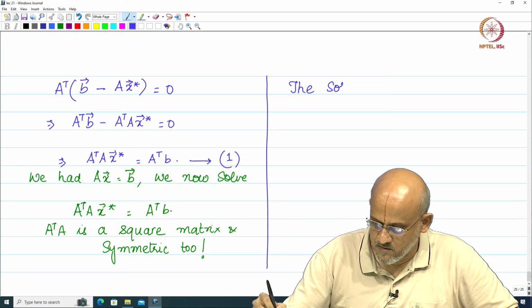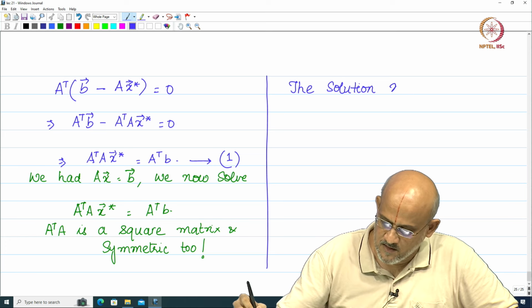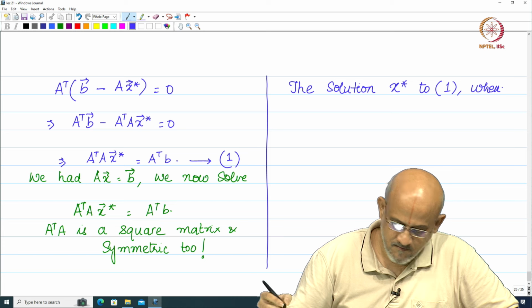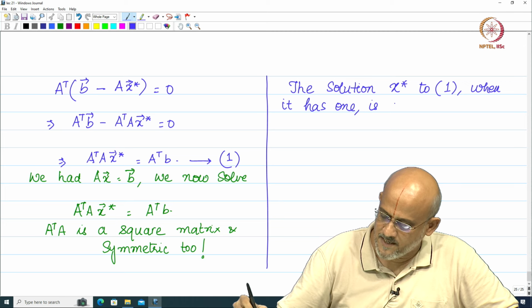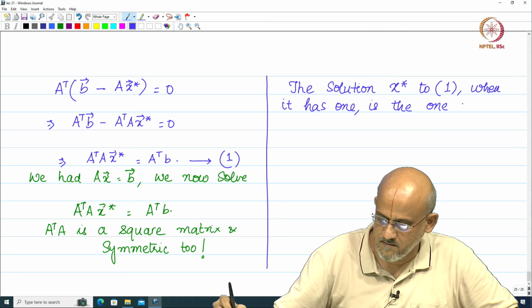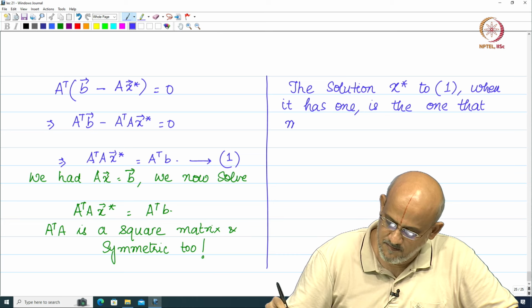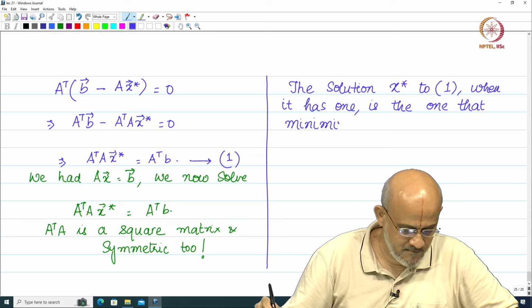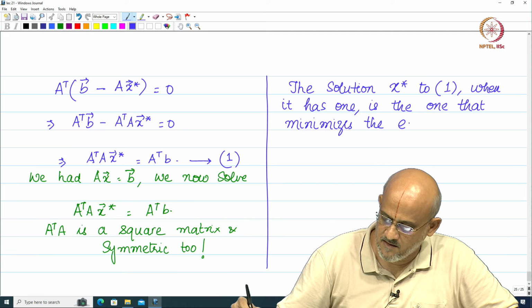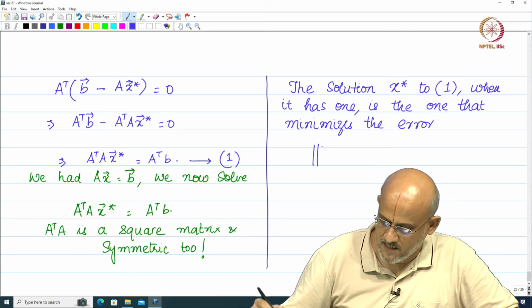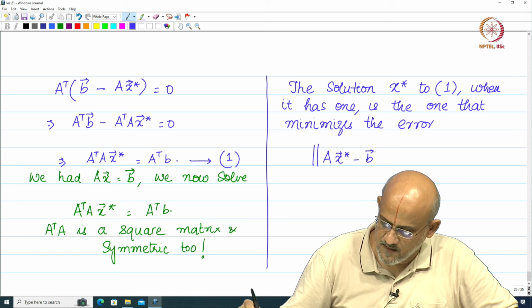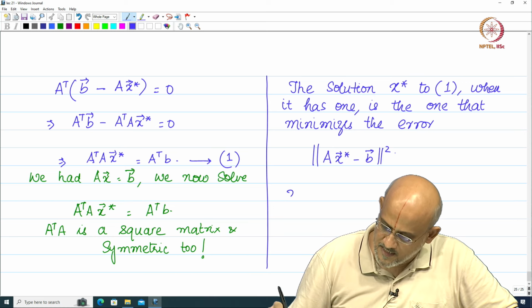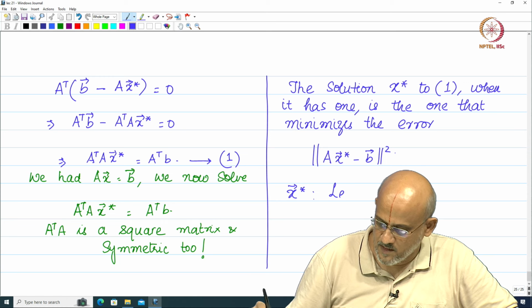So the solution x star to 1, when it exists, that means if it has a solution, is the one that minimizes the error. What is the error? That is basically the perpendicular component that we have, which is nothing but the norm of A x star minus B vector, the whole square, and x star is basically the least squared solution.